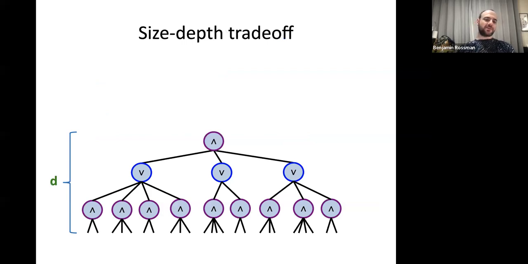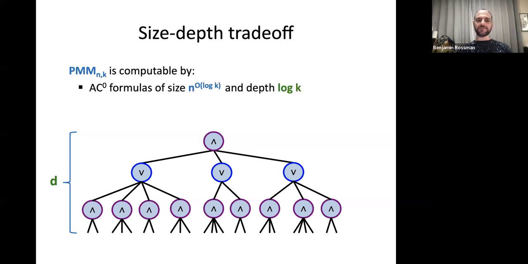When we speak about size-depth trade-offs, we consider Boolean AC0 formulas. That is unbounded fan-in AND and OR gates, and we also have negation gates at the bottom, but only d layers of gates, where d is either some constant or some function which is sublogarithmic in n. The aforementioned formulas of size n to the order log k for this problem are the well-known recursive doubling construction that we'll see in a moment. This can be implemented by AC0 formulas of depth just log k.